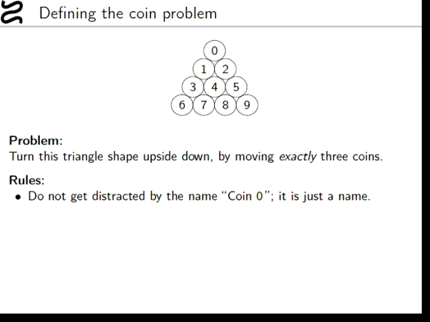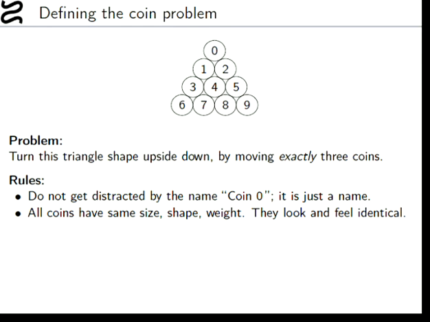Firstly, do not get distracted by the name coin 0, it is just a name. All coins in this puzzle have the same size, shape, and weight. They look and feel identical. In other words, you cannot distinguish between coins. Move coins to a different location, but do not remove or discard the moved coins.